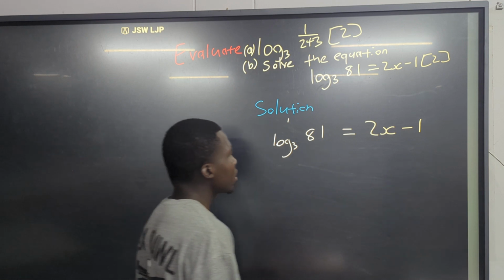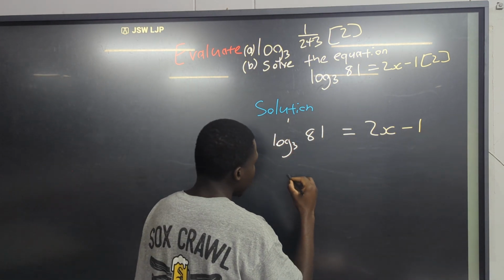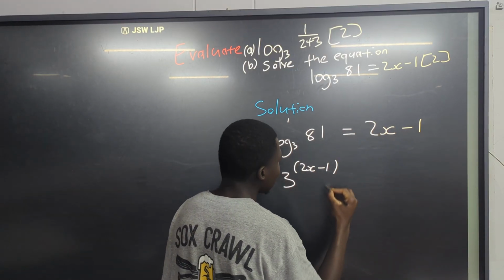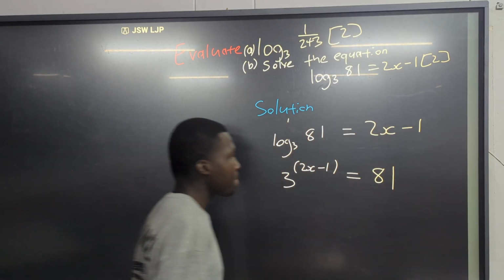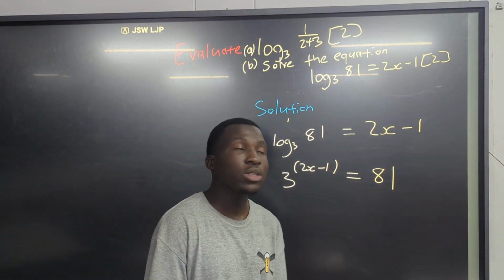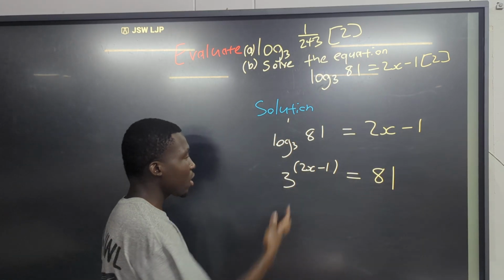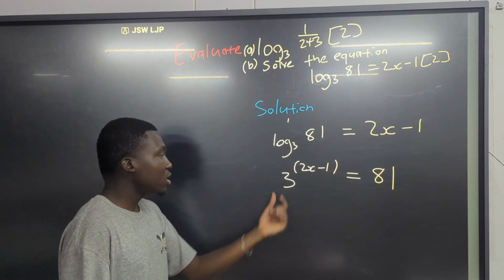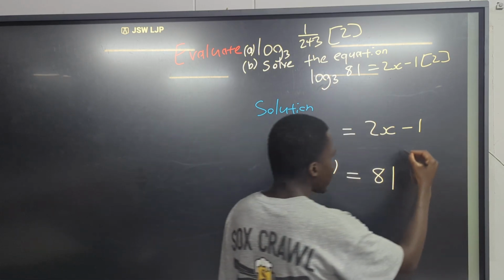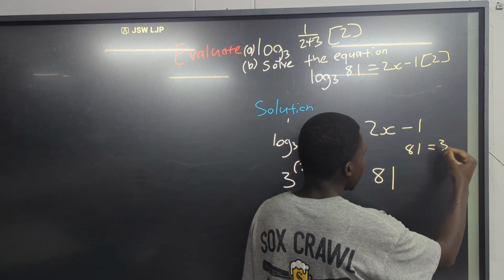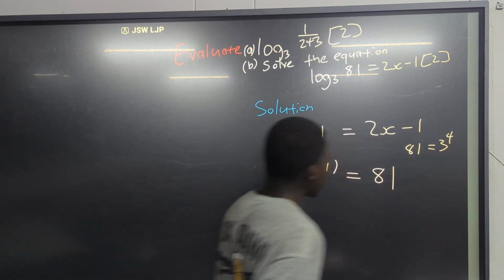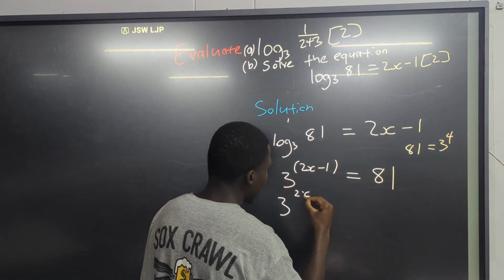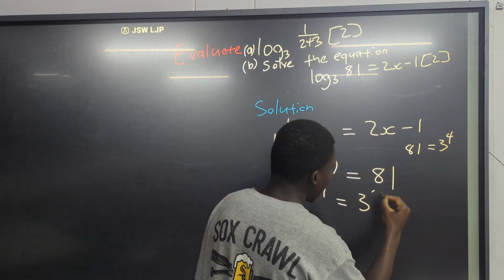This means that 3 to the power of 2x minus 1 equals 81. From the first lesson, when we discussed what logarithms are, we come up with this. So we now need to express 81 in terms of 3. 81 is the same as 3 to the power of 4. So we rewrite this as 3 to the power of 2x minus 1 is equal to 3 to the power of 4.